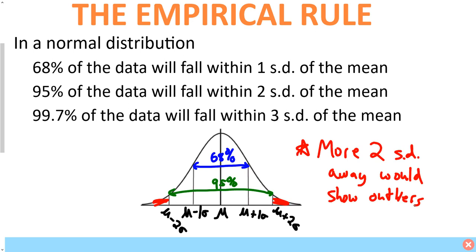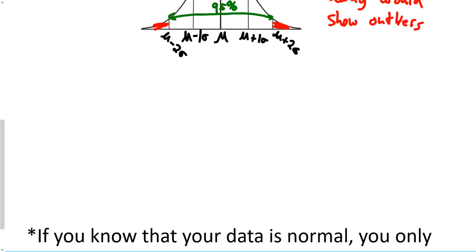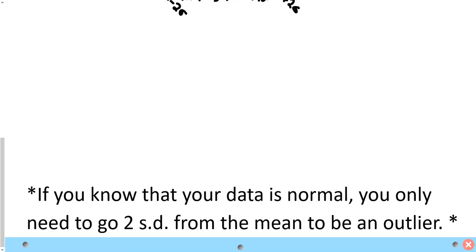But again, we could make another line in there that says, that has all the way up to 99.7% for 3 standard deviations. So really, like, almost all the data is going to be within 3 standard deviations. And that is for a normal distribution that we know is normal. All right, so let's just look at a couple things about that. If you know that's normal, you only need to go 2 standard deviations away from the mean.